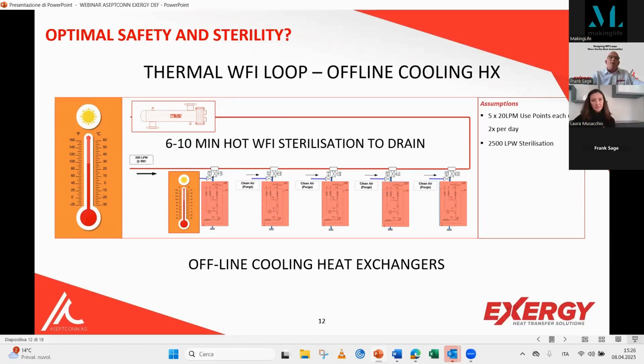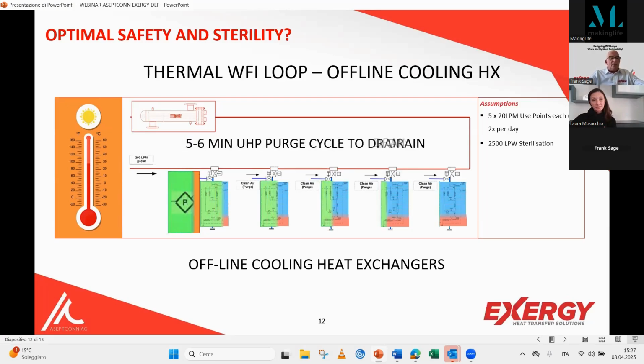In the box on the side where you can see the assumptions, we looked at some basic figures that we were asked to do for a presentation at a major consultancy in Europe a number of years ago. So we calculated some basic figures for offline cooling on a thermal WFI loop. We assumed 520 liter per minute points of use, each used twice per day. For the sterilization cycle, that would be 2,500 liters per week of sterilization being dumped to drain.